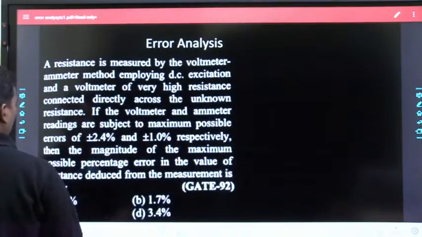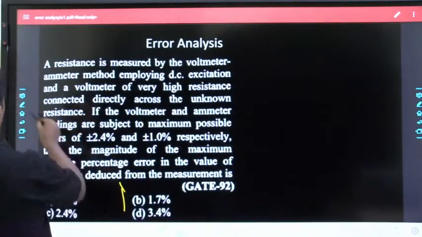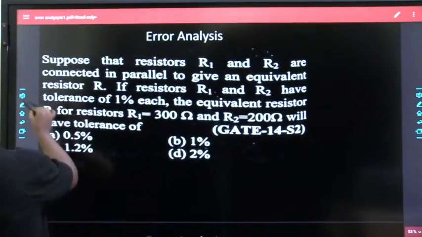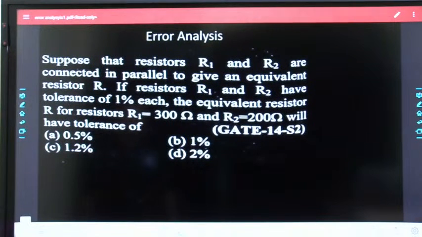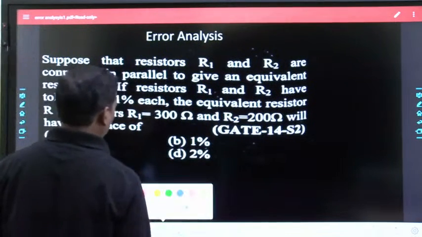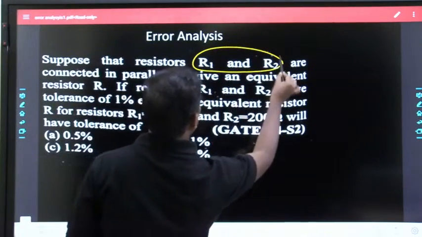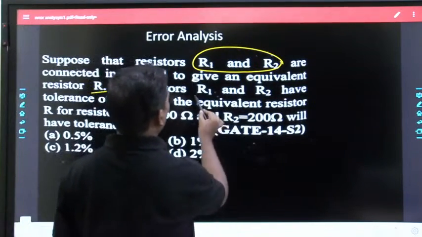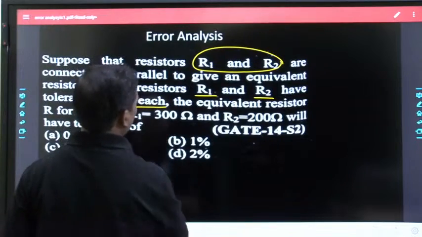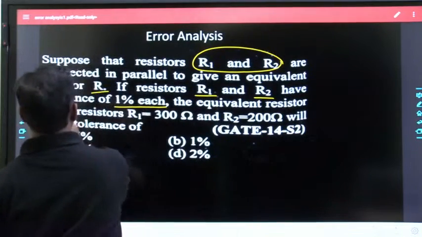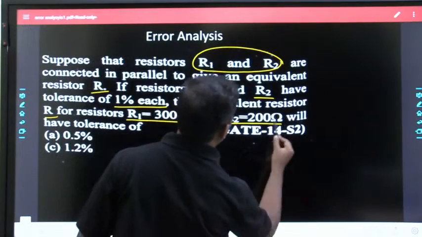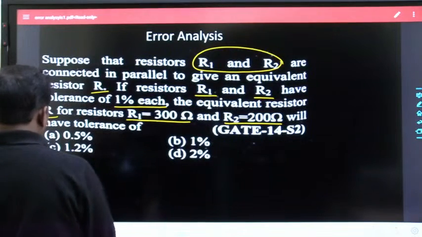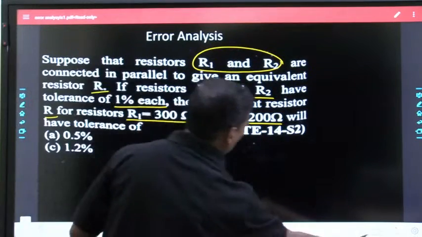Okay, next let us go for the next question. How to do this question? Suppose that the resistors R1 and R2 are connected in parallel to give an equivalent resistor R. If resistors R1 and R2 have the tolerance of 1% each, the equivalent resistor R for the resistors R1 300 and R2 200 will be dash. So this is one of the beautiful questions. He is asking for the parallel combination. So how to do this question?